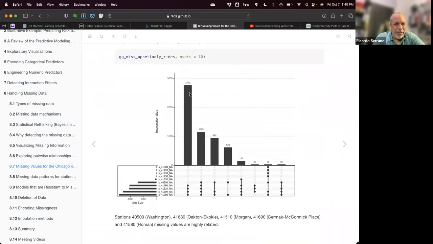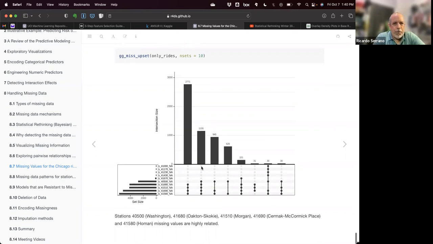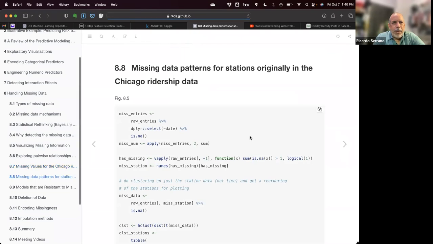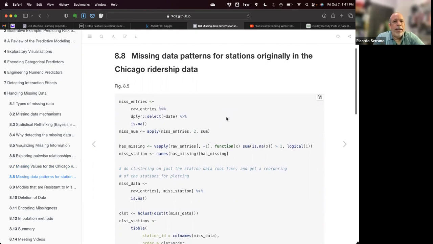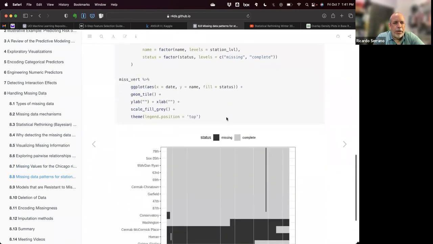I also did the upset plot, and I can see that most of the missing values are grouped within 4 to 5 stations. Okay? All the instances are grouped within 4 to 5 stations. So if I can research what happened on those dates at those stations, maybe I can get a sense of why those values are missing. Okay? So let's see what happened here. Again, the last section was just the visualization of what was going on. Then we're going to see what's really going on here.